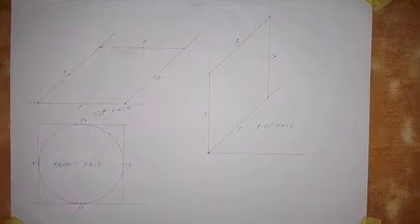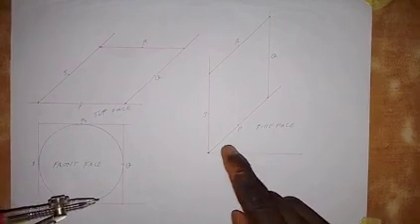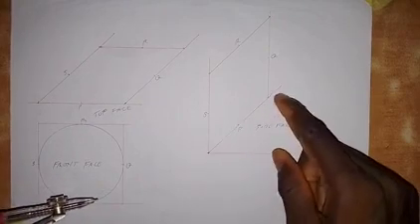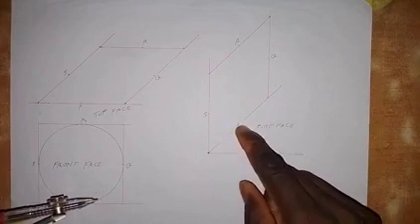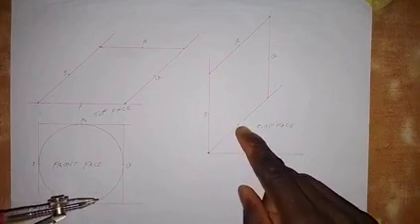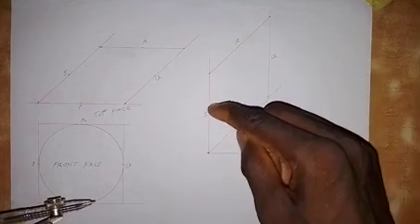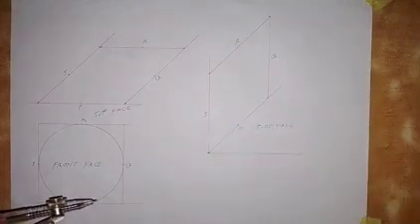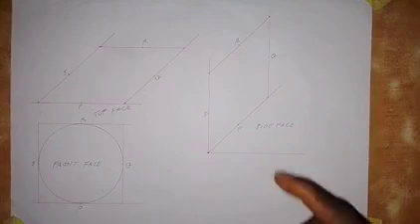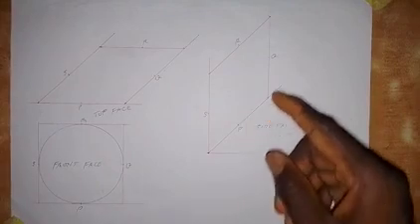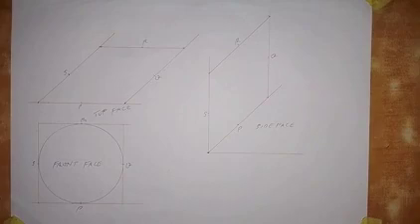So what we need to do now is construct the perpendicular to this point P. Here, we are going to construct perpendiculars to point Q, to point R, and to point S. That's what we are going to do now. So we are going to construct a perpendicular line to each of these points. So let's see how we can do that.